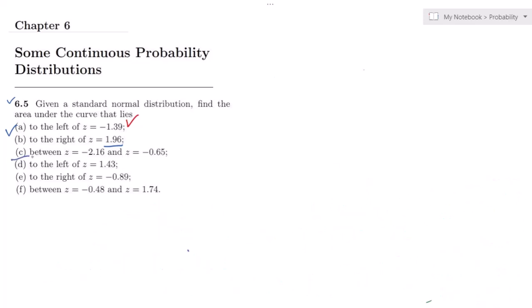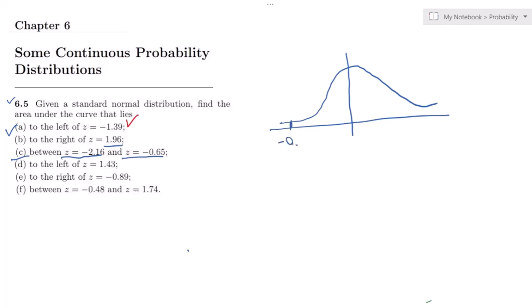In part C, we have to find the area between z equal to minus 2.16 and z equal to minus 0.65. So again, let me have this distribution here. This is minus 2.16, and up to minus 0.65. Let me have here minus 0.65.